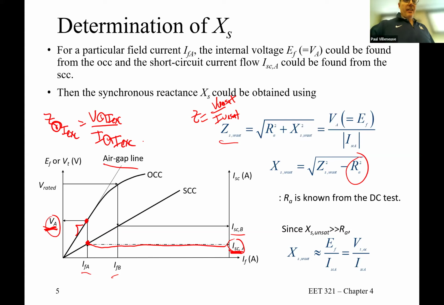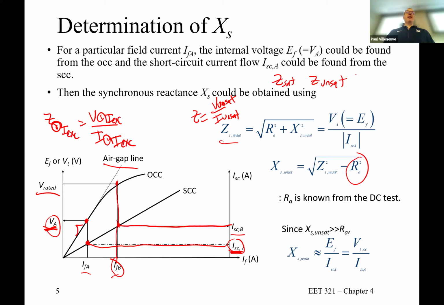I can do the same thing for when I'm saturated, when I'm running at rated voltage. Doesn't have to be rated voltage, but that'll change a little bit. And you can see, grab a rated voltage, take that off that curve. That's going to give me a corresponding excitation current. Once I have that, then I can pull that line off my short circuit characteristic curve, and that gives me my value of I. So then I have two values of Z. I have Z saturated and Z unsaturated. Got two different values.